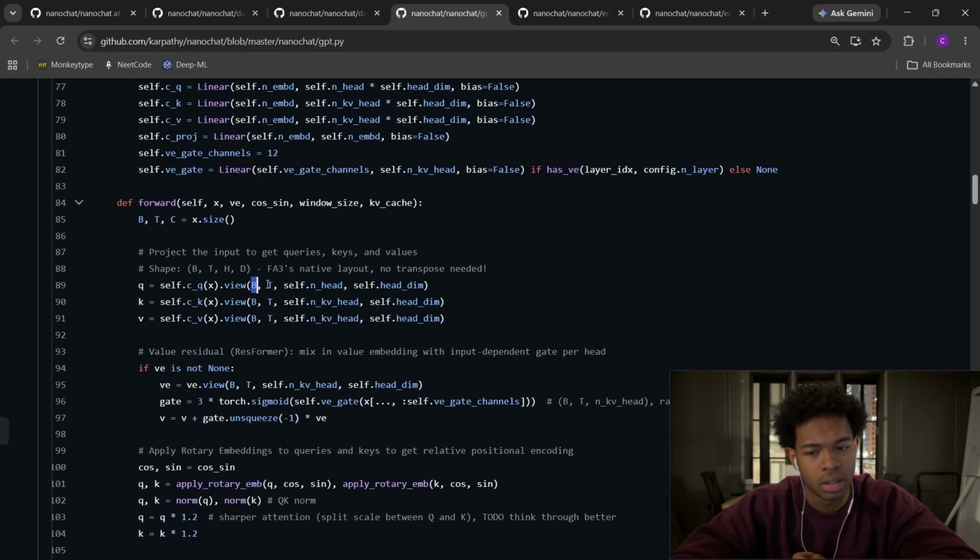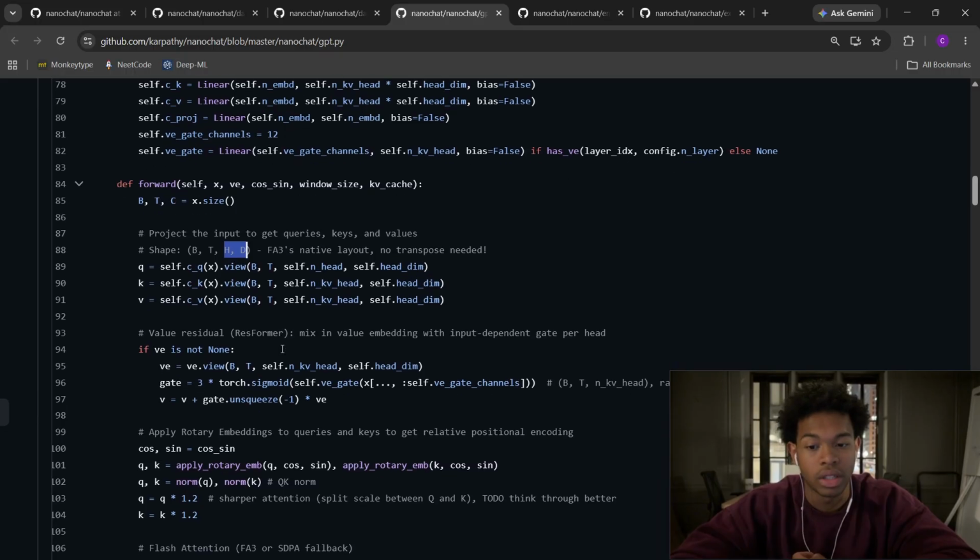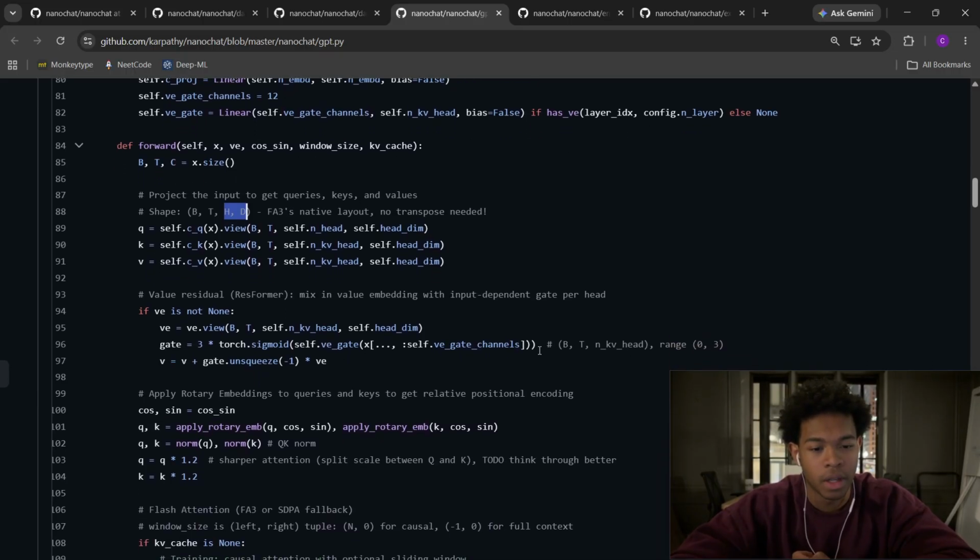Batch size, sequence length, D model. Oh, so you're saying C is H times D, I guess? Head times D model. So yeah, that's actually like the big one. Interesting choice.